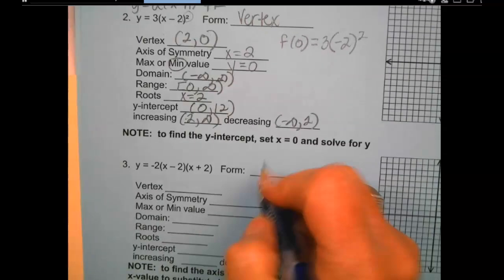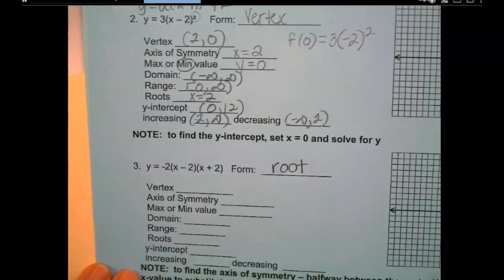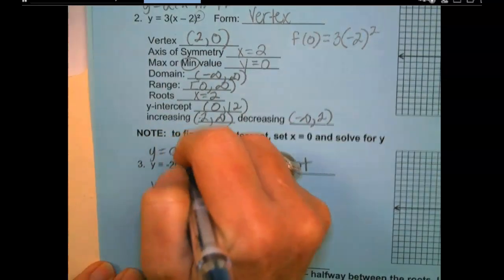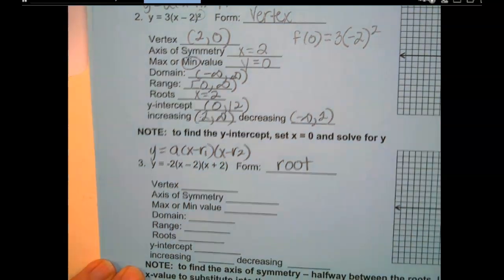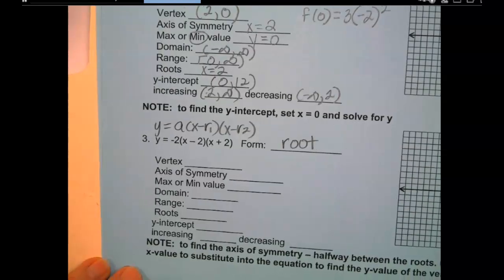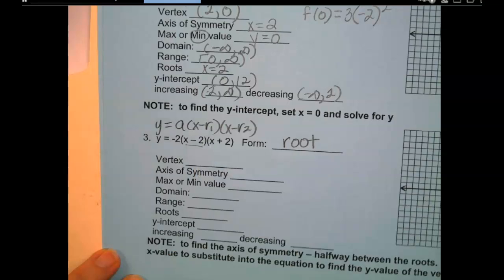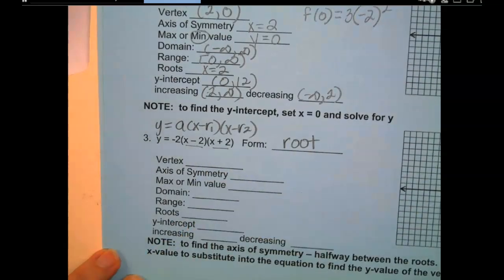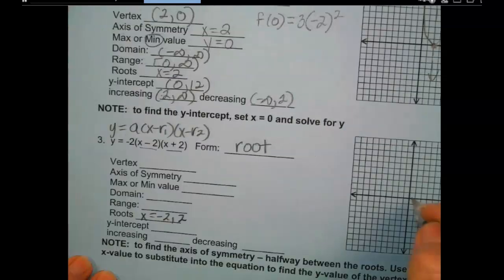Okay, the last one is root form. There's no squared. And root form is always going to be a times x minus r1, x minus r2. So root form, what's going to be the easy thing to find in root form? The roots. So what is my root here? 2, and this one is, so I'm going to have x equals negative 2 and 2. And let's go ahead and put these here.